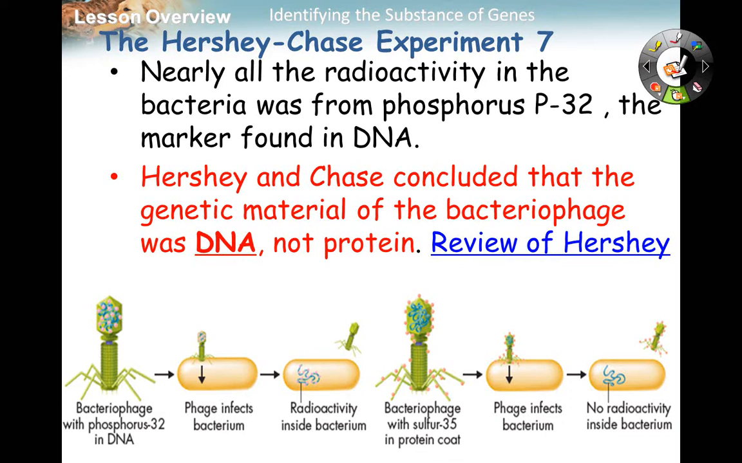Here's what they came up with. Nearly all of the radioactivity in those bacteria was phosphorus-32. And that told them that it was the DNA that was injected into the bacteria, and that the subsequent generations after that came from the DNA being given off rather than the protein coat.